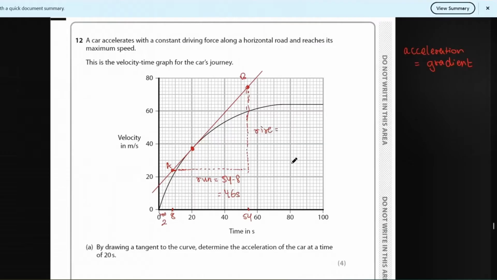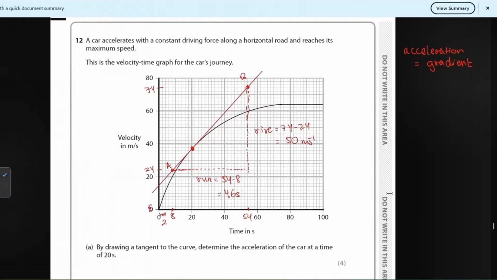What's the rise? Here the value would be 24. Each small square has a size of 2. So that's going to be 70, 72, 74. So the rise is 74 minus 24. And that gives us 50 meters per second.